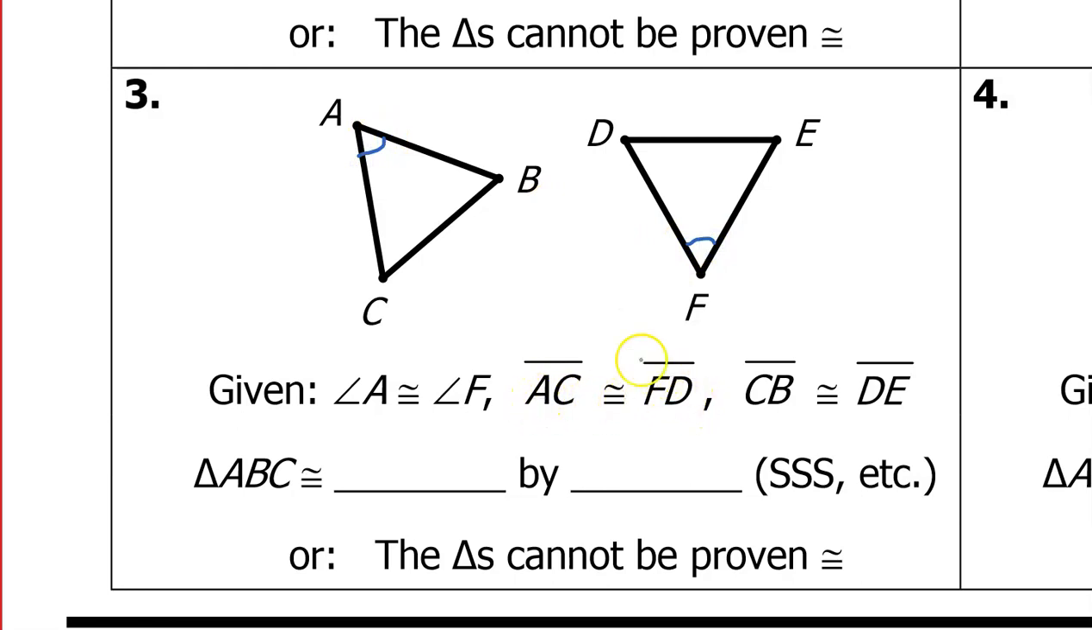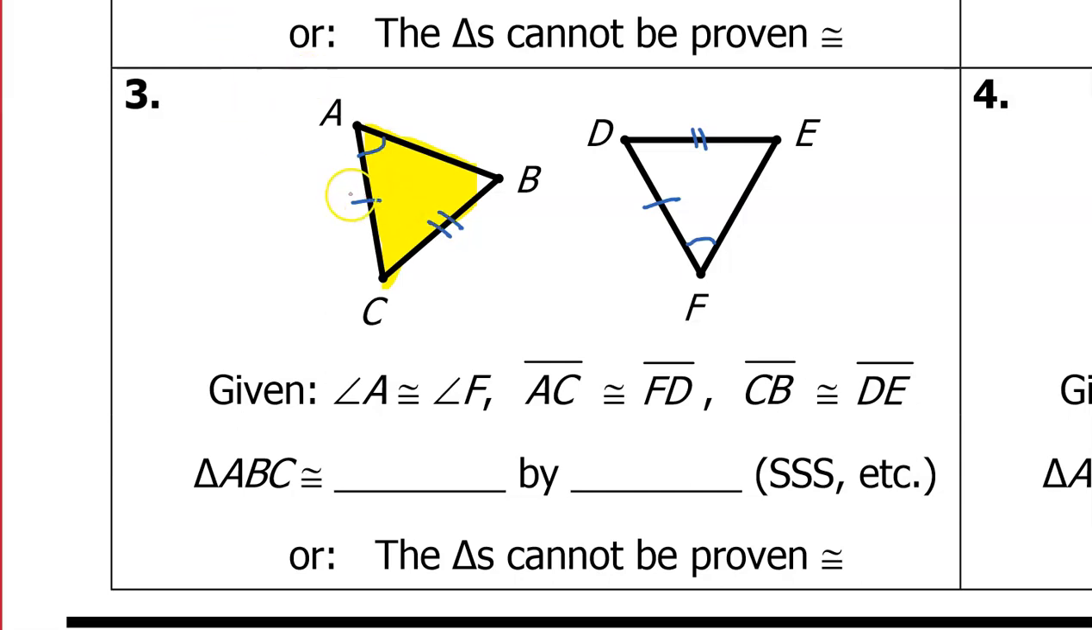AC is congruent to FD. So here's AC and here is FD. And then side CB, double mark, is congruent to DE, double mark. Focus on one triangle at a time. I'm going to focus on this triangle.